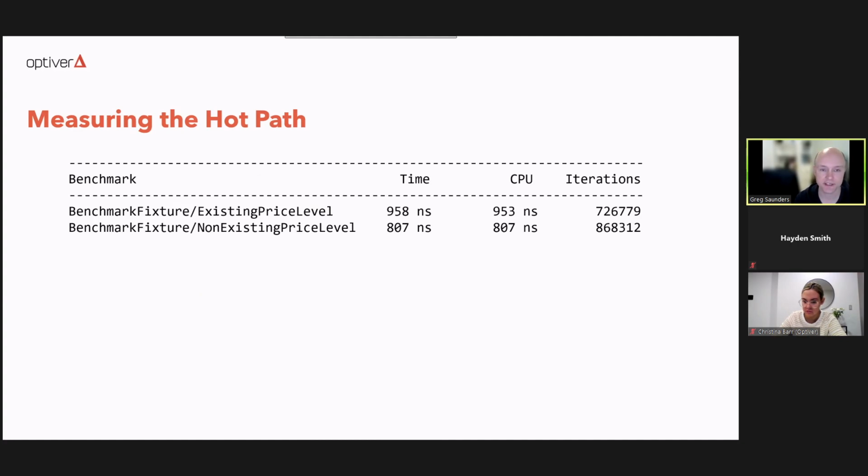And it's telling us that the existing price level benchmark took around 958 nanoseconds of time to run. 953 of those 958 nanoseconds were spent actually on the CPU. And it ran approximately 700,000 iterations of that benchmark. And then we see slightly lower numbers for the non-existing price level. Okay, great. So now we know how long our get volume method is taking. So we've got a baseline that we can use to see if we're actually making things any faster as we make some improvements.